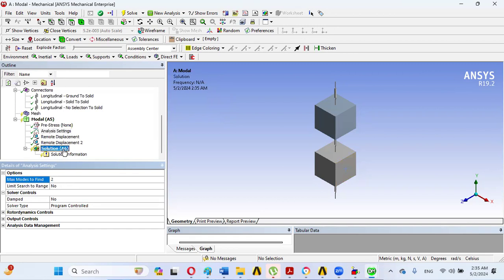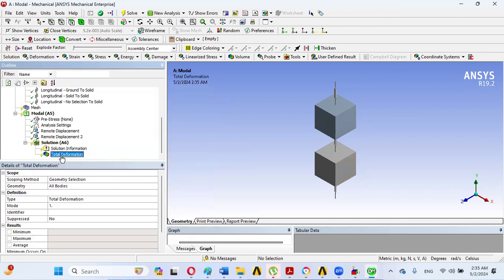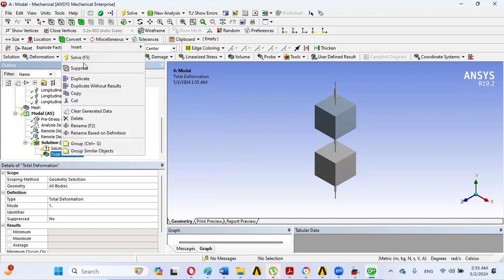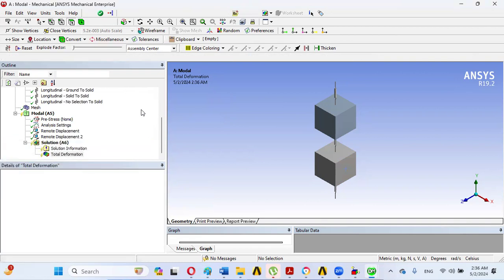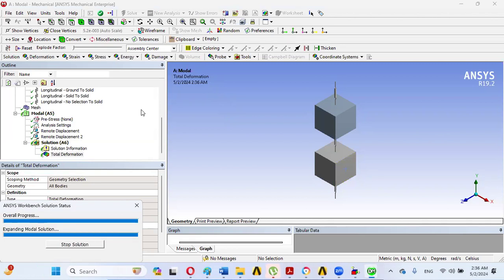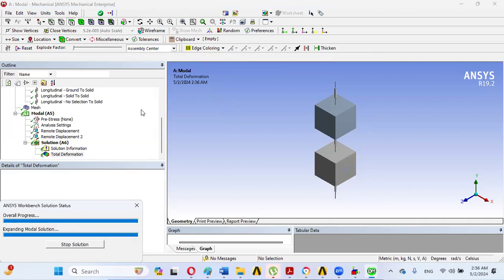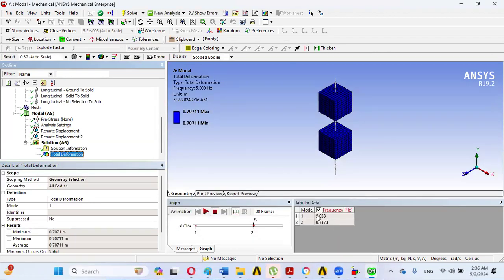So after that, we will be inserting deformation and total deformation. And now we will be solving, and we will be observing its frequency, and then we will be verifying from the theoretical formulas. So here, as we can observe, the two frequencies are shown here, 5.033 and 8.717.